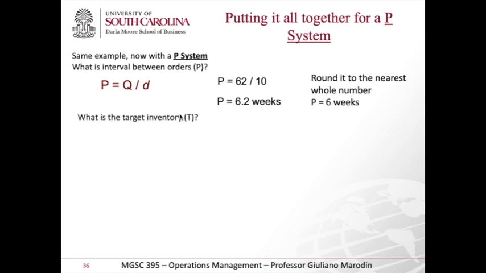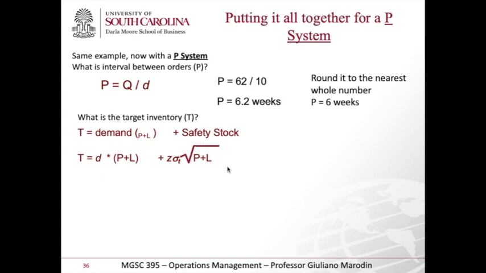Okay, so what is the target level? Target level would be the demand over the period of time. In this occasion, the protection interval is not lead time, it is P plus L. So that's what changed in the formula. So it's going to be the demand times P plus L, plus the safety stock, which is the Z score we learned in the last one, times the standard deviation of the demand times the square root of P plus L. So that's the difference here. The difference is we got a P plus L here also.